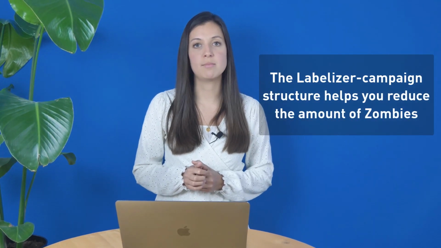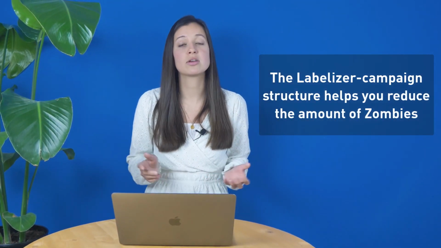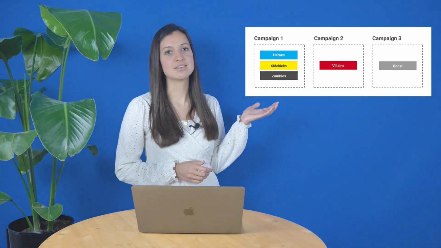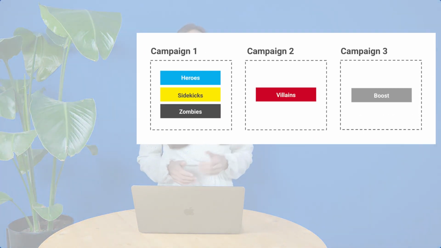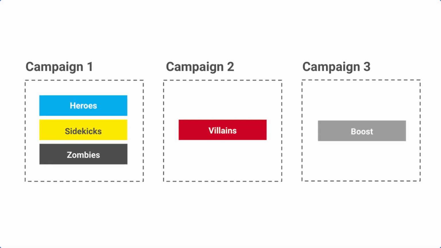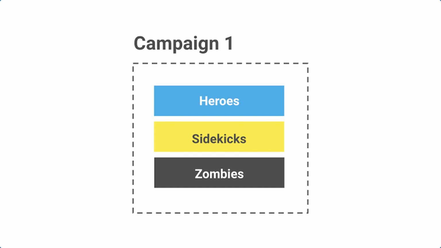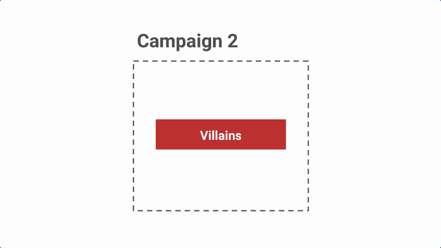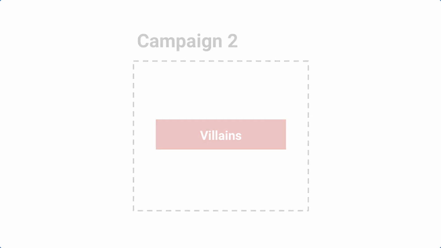So even though this is normal, we offer a labelizer campaign structure, which, among other things, helps you reduce this share. This is the campaign structure. Now, I'll explain each campaign. The first campaign includes your heroes, sidekicks and zombies. The second campaign only includes your villains. As mentioned before, your villains are the products on which you are losing money. They are your bad performing products.